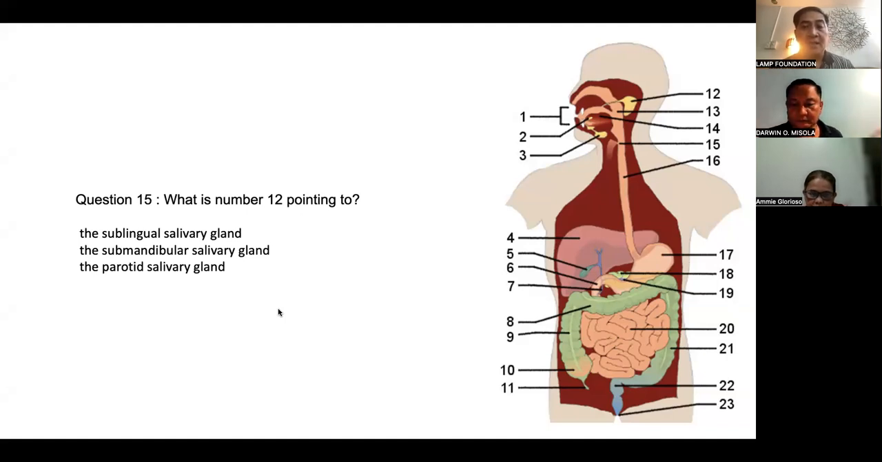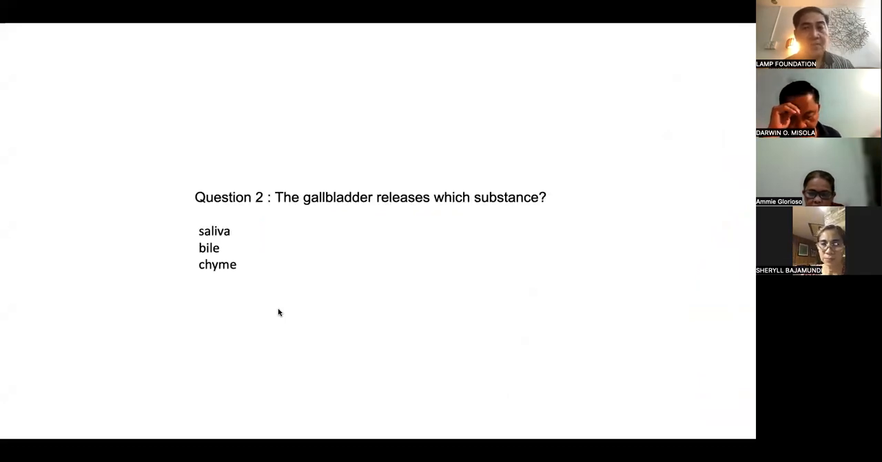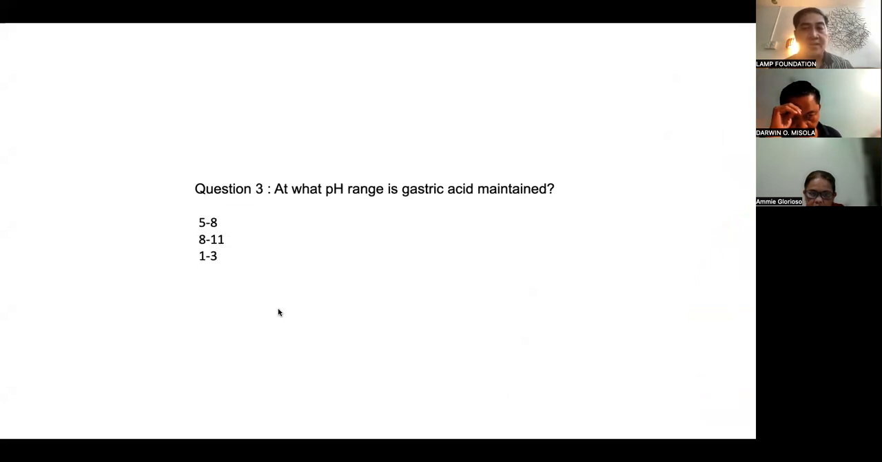Now let's go to physiology. Saliva contains the enzyme amylase, which breaks down which compound? Starch. The gallbladder releases which substance? Bile. At what pH range is gastric acid maintained? 1 to 3. Okay, what do we mean by pH? It's a degree of acidity or alkalinity. What is the normal pH? Neutral pH, I'm sorry, what is the normal pH of blood? Okay, the neutral pH is 7. But my question is, what is the normal pH of blood?